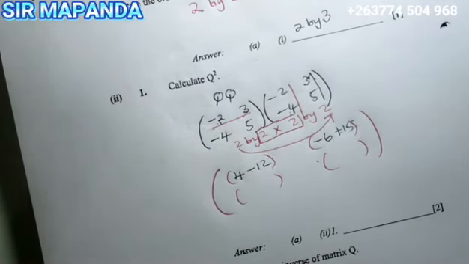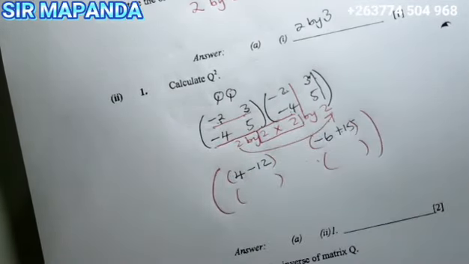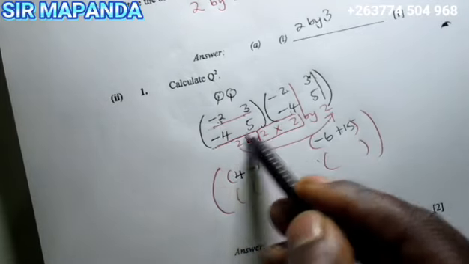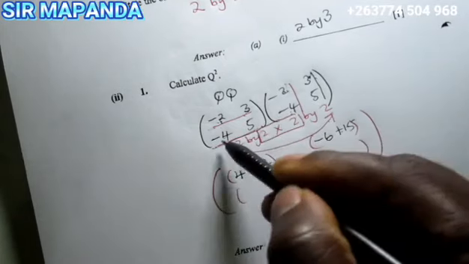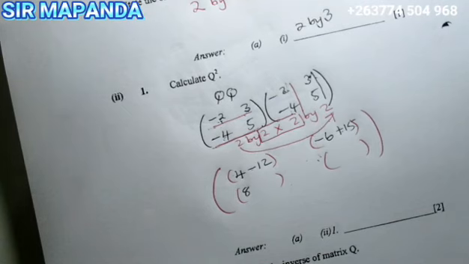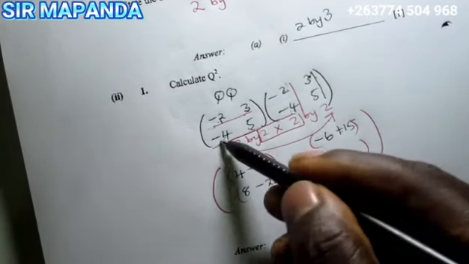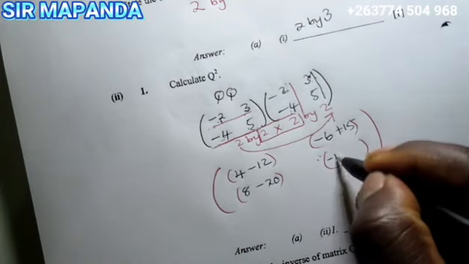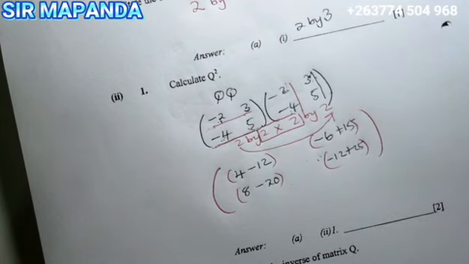We are now moving on to bottom brackets. For bottom brackets, we multiply using bottom row. So I'm going to start with the bottom row, first column. First number times first number. So -4 times -2, you get +8. Since negative number times negative number, it produces a positive result. 5 times -4, you get -20. Then -4 times 3, you get -12. Then 5 by 5, it produces 25.